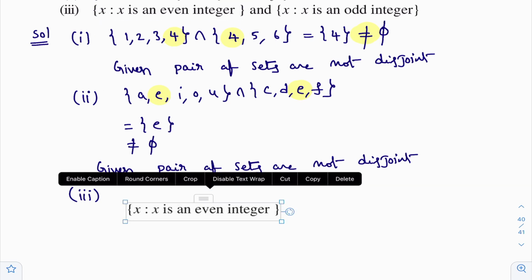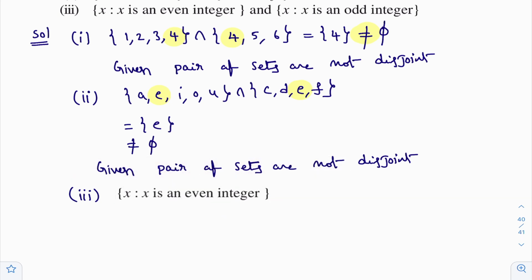That set's intersection with the odd integer set. When we do the intersection of these two, this contains all even numbers, this contains all odd numbers. Definitely there will be no common element in both. It can be understood because the first set contains even integers, the second set contains odd integers. When we do their intersection, you will get the null set only.